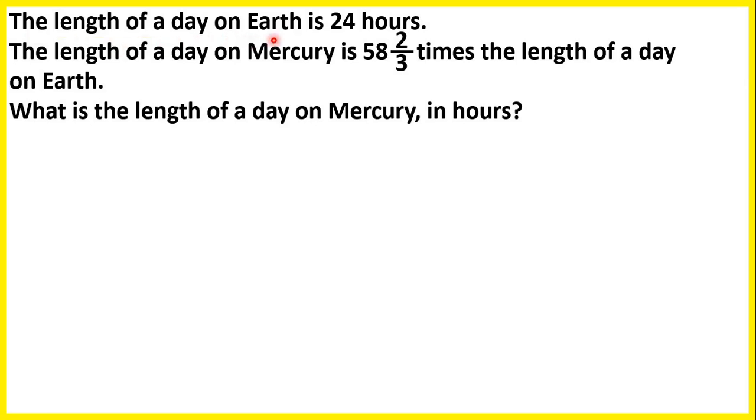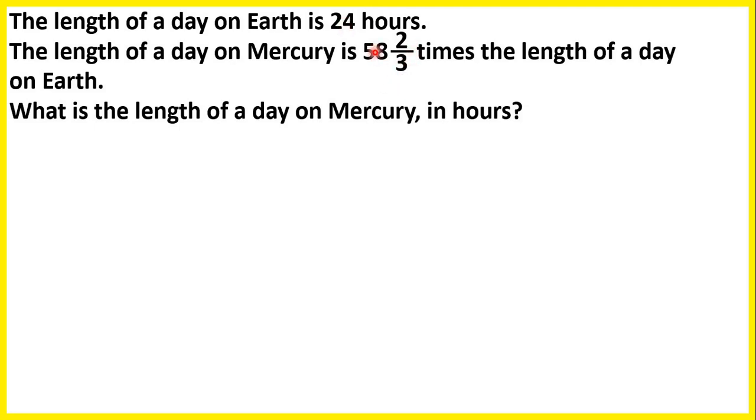The length of a day on Earth is 24 hours. The length of a day on Mercury is 58 2/3 times the length of a day on Earth. What is the length of a day on Mercury in hours? So we need to work out 24 times 58 2/3, because that's how many times larger a day is on Mercury than on Earth. So we need to multiply a mixed number by a whole number, and there are different ways to do that. We could multiply 58 by 24, then multiply 2/3 by 24, and then add up our answers.